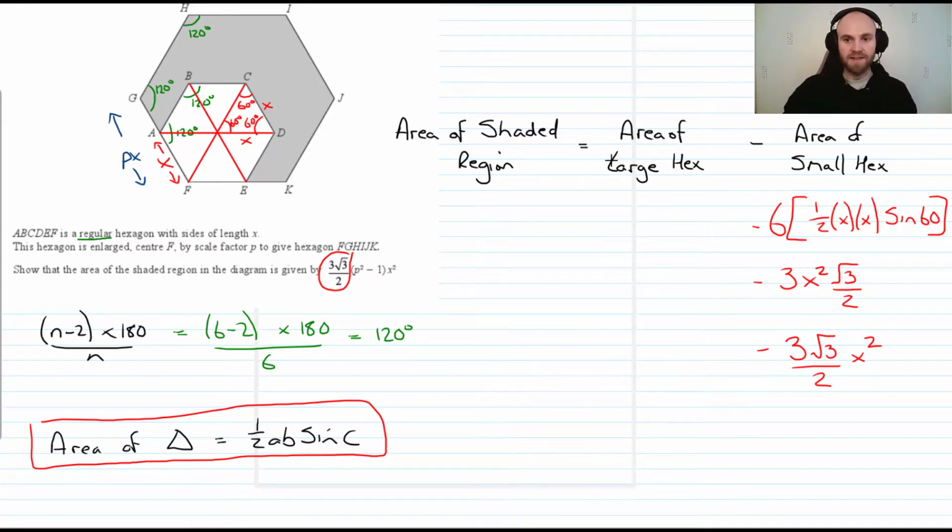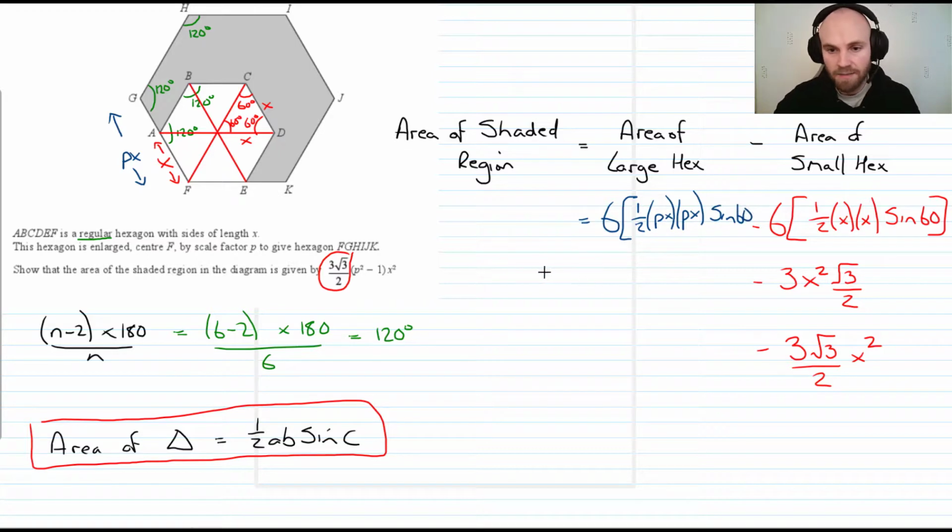Okay, so I'm going to do exactly the same with the area of the large hexagon. I'm going to divide this up into 6 triangles. And again, the angle will be exactly the same, because even though it's bigger, we're going to bisect these 120 degrees, so it's going to be 60 degrees. So this time we're going to have 6 multiplied by a half. And then A in this example is going to be px, B in this example is going to be px. So we're going to have px, px. And then again, we're going to have sine 60.